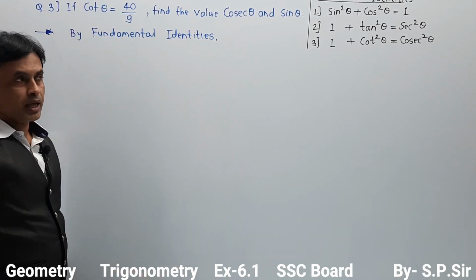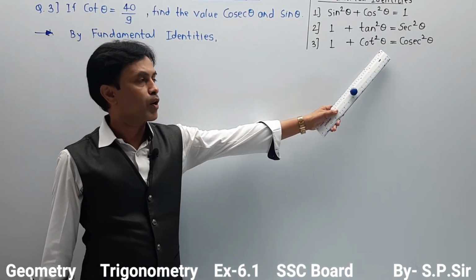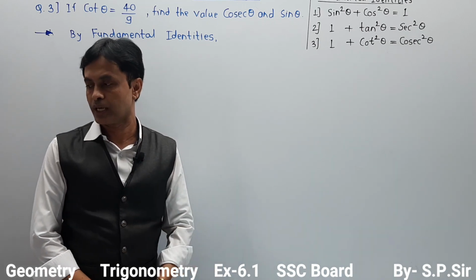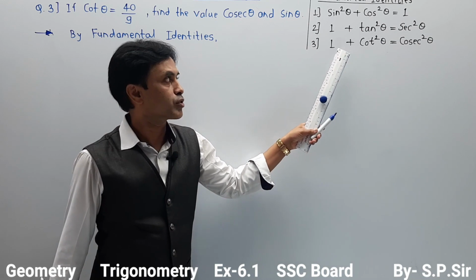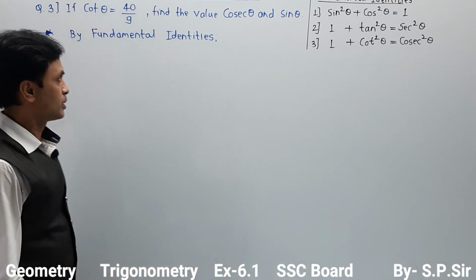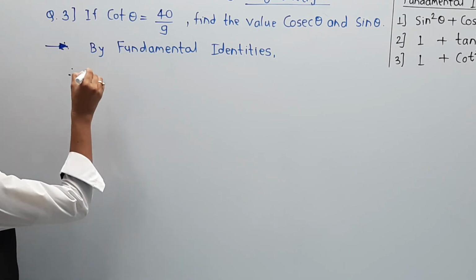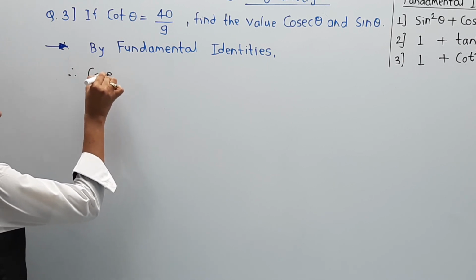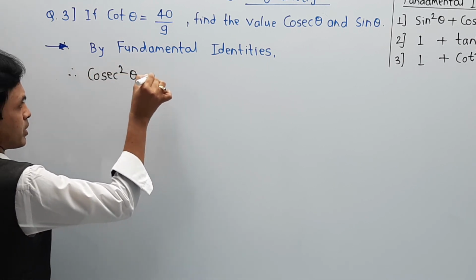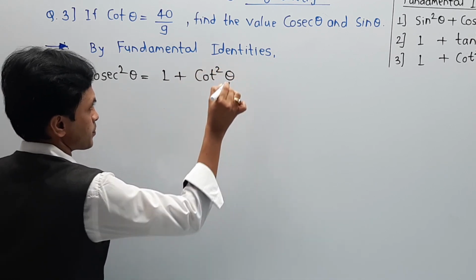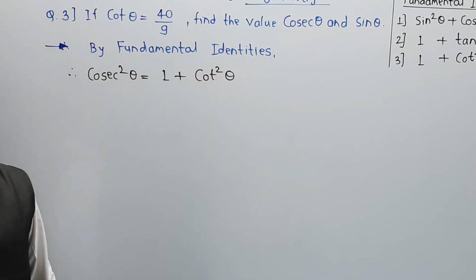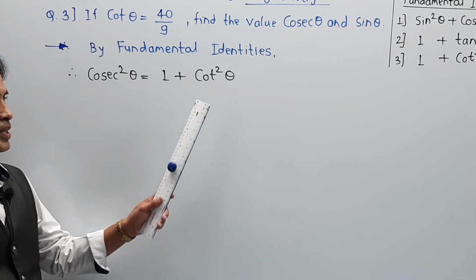And the part is, I am using this property 1 plus cot square theta is equal to cosec square theta, but I am going to write it in such a manner that cosec square theta is equal to 1 plus cot square theta. So here I am using a property, and the part is by property cosec square theta is equal to 1 plus cot square theta. Now next part is implementation, or you can say simplification.